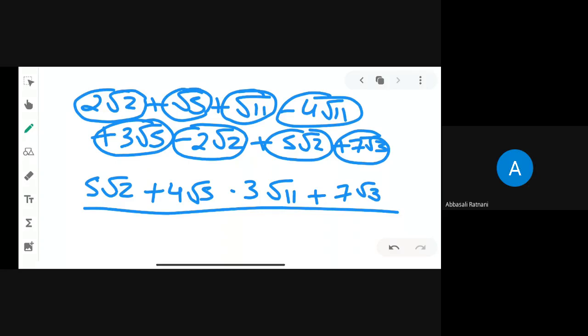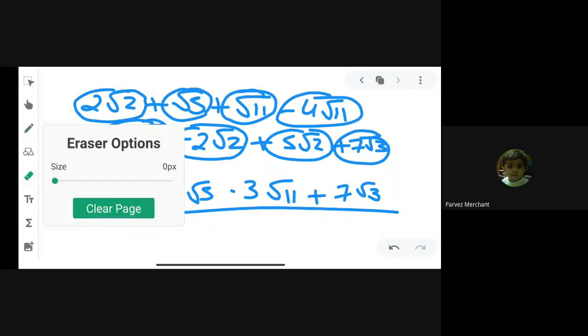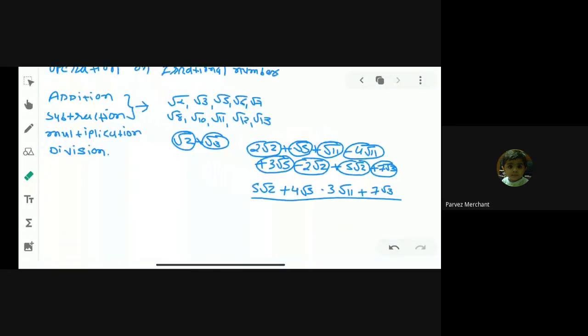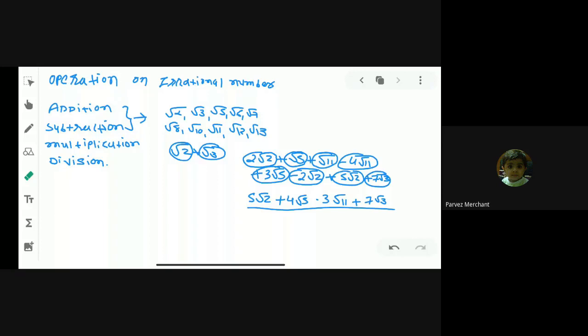Now it is very simple. Now we have to do multiplication of irrational numbers. If you want to write down these examples, you can write them for addition and subtraction. And write down one note: whenever we have only like terms, then we can add or subtract irrational numbers. Please write down this note.